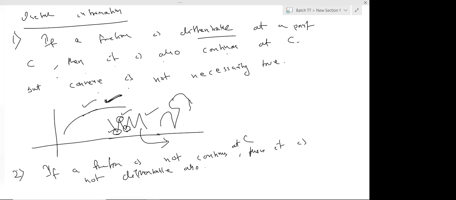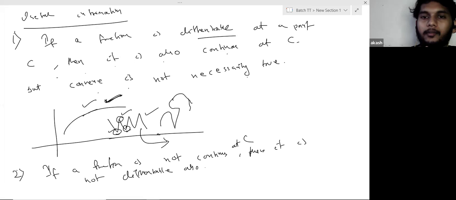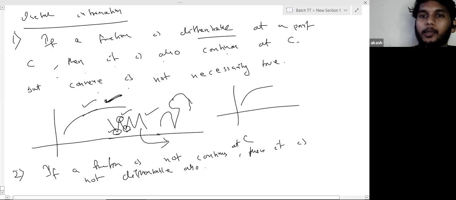In the second one, what they are saying is, if the graph is broken itself, then obviously this is not differentiable. How are we going to say this is smooth? Broken things are not smooth. So if a function is not continuous at a point C, then it is not differentiable also. Note it down.